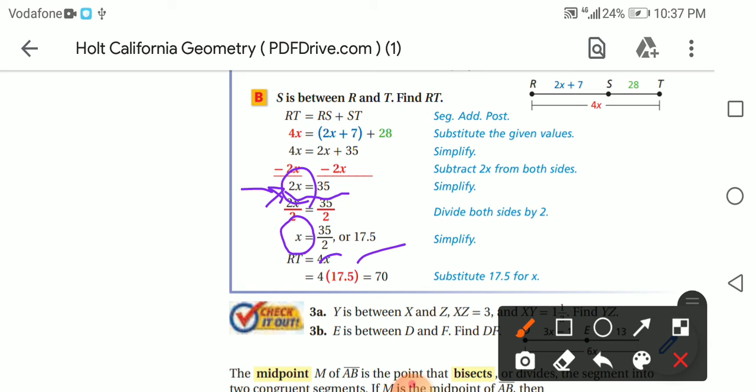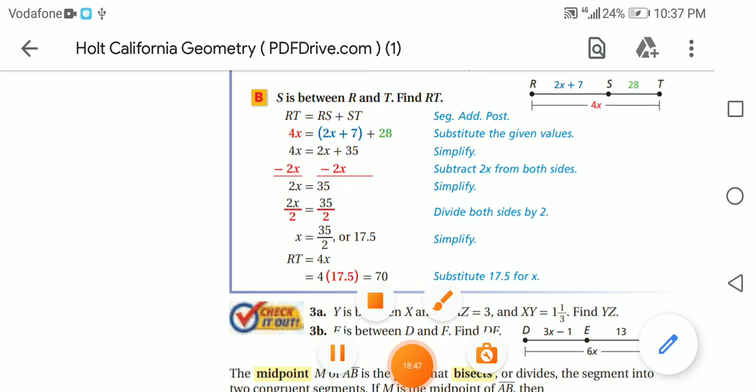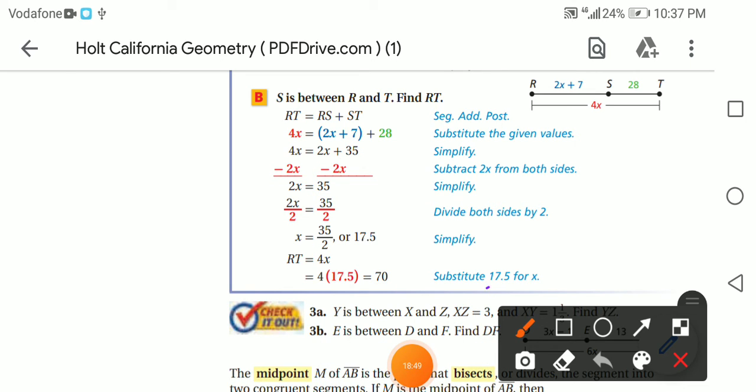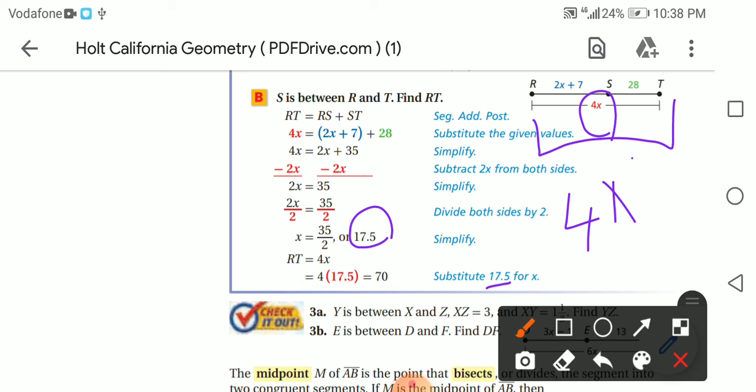Then substitute 17.5 for x. So x equals 17.5, substituted for x. So 4x equals what? RT equals 4x, so 4 times 17.5 gives you RT equals 70, right? Easy.